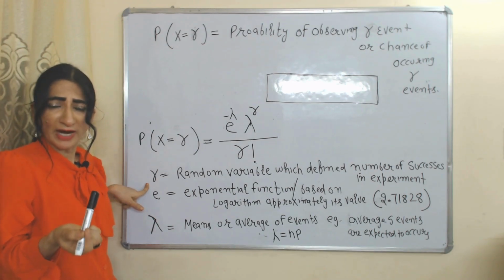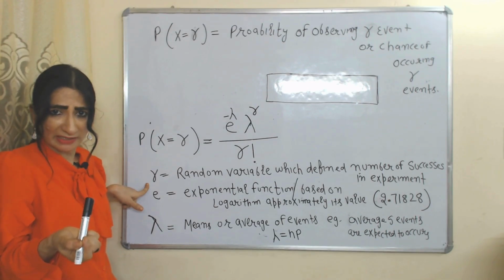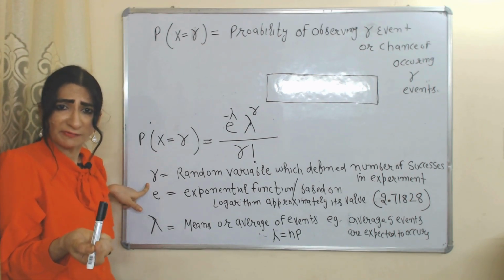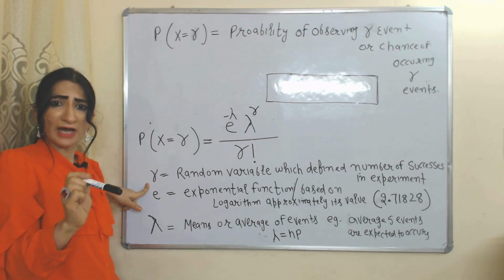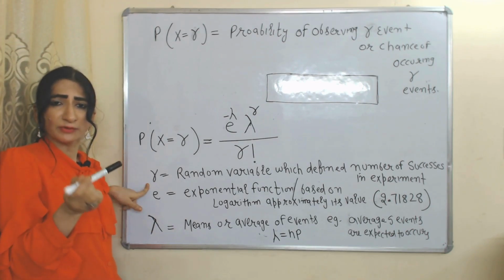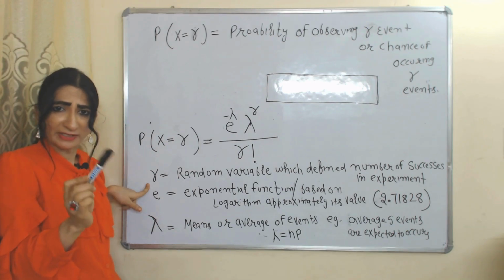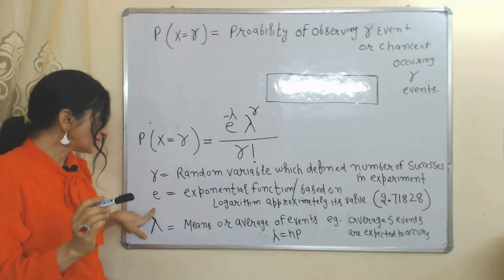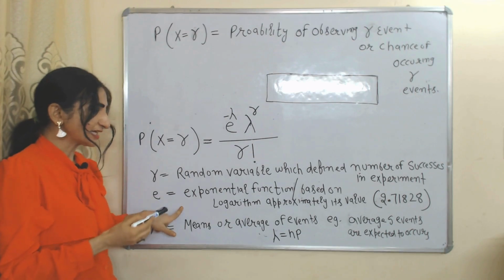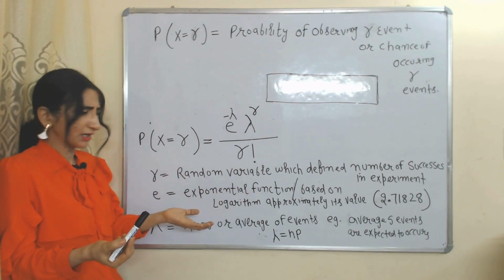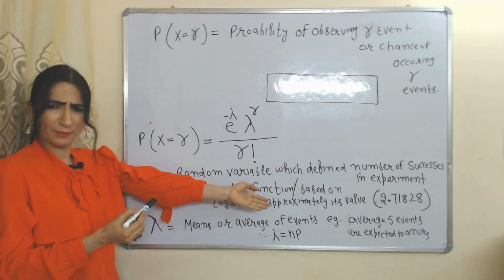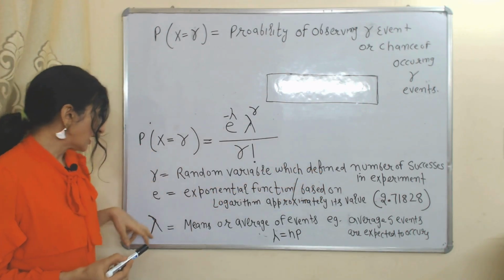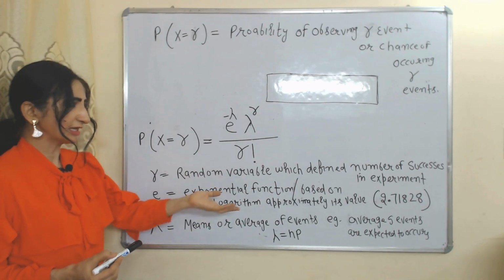Suppose you have to find the probability of zero defects. Here your success is finding zero defects. In such a case, the value of r is equal to 0. If you have to find the probability of one defect, in such a case, the value of r will be equal to 1. Here you can see e. E is the exponential function based on logarithm, and the value of e is approximately 2.71828.